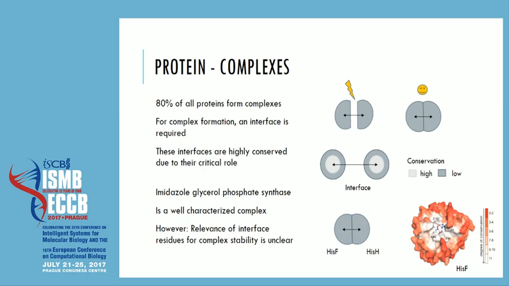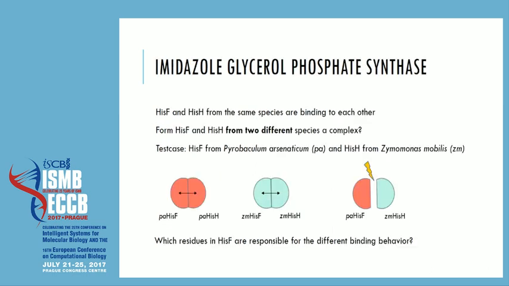However, this is a well-characterized complex, but the relevance of interface residues for the complex stability is unclear. So we want to look at the binding behavior now. As we know, HisF and HisH from the same species bind to each other. But HisF and HisH from two different species can also form a complex.